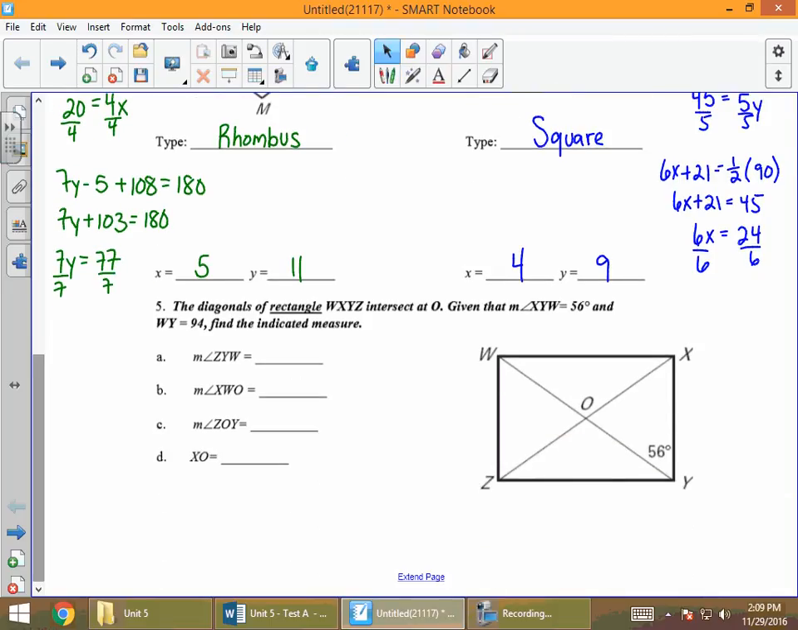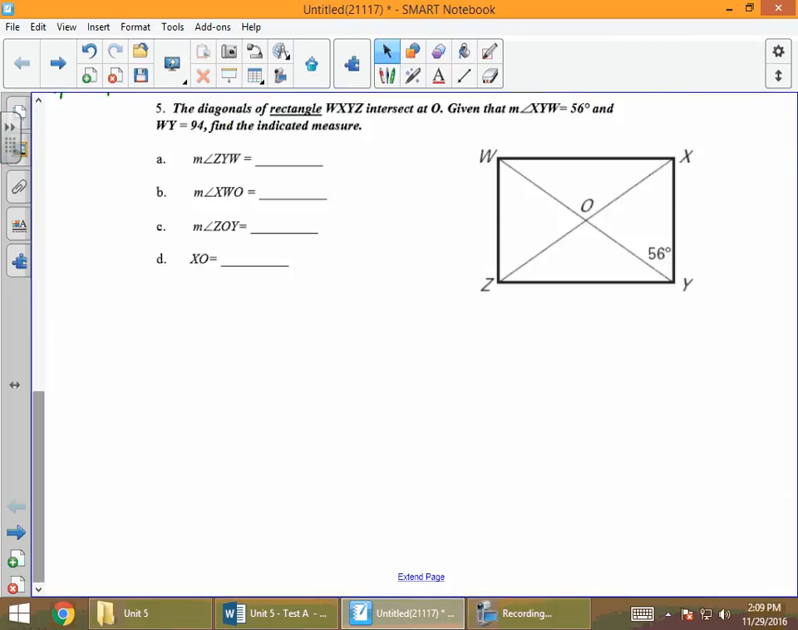And number 5, the last one down here. There are 4 parts. Obviously, it's worth 4 points. Point for every line. And it says the diagonals of a rectangle. So I know that this is a rectangle, so that means all angles have to be 90, 90, 90, and 90.